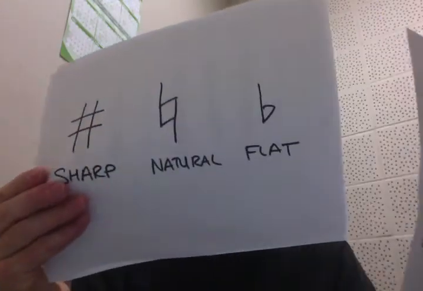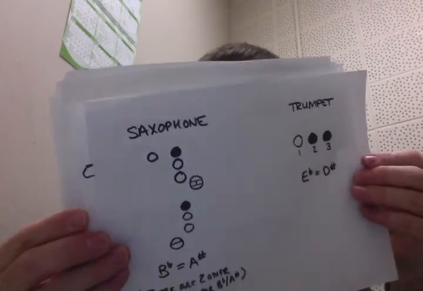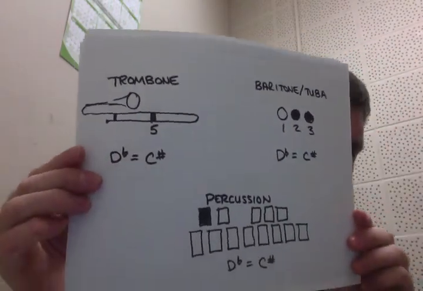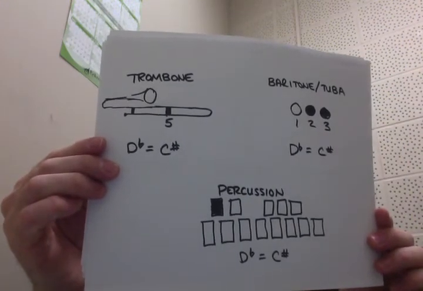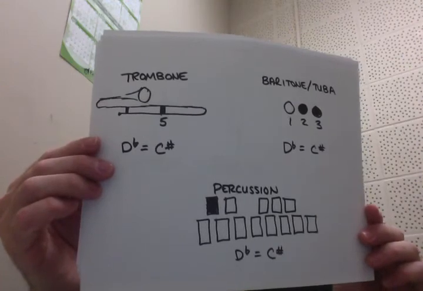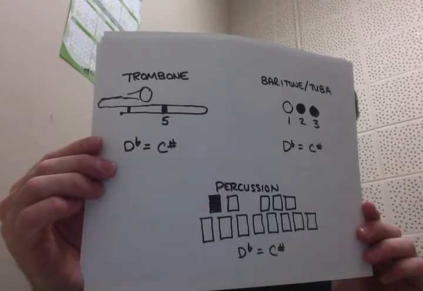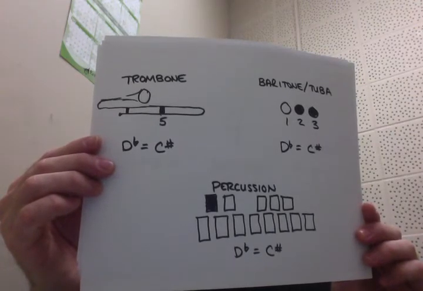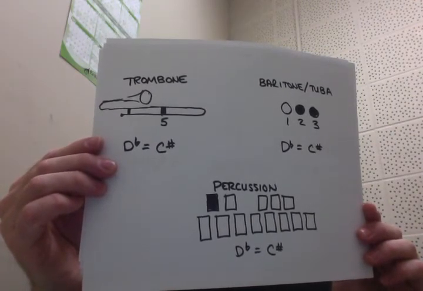Continuing on. Trombones, D flat and C sharp is the same note. It's in 5th position. Baritone and tuba, D flat and C sharp are the same note, both fingered 2 and 3. And finally, percussion, D flat and C sharp is the same note, and you see where it is there on the keyboard. So there you go. There's your discussion on accidentals. It would be great for you to practice some of these out of your accidental achievement book, and I bet some of your band music as well has some accidentals.